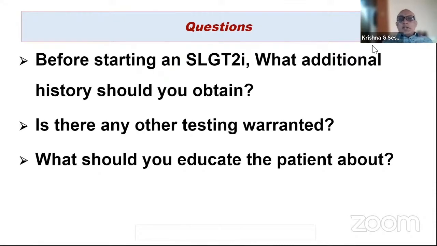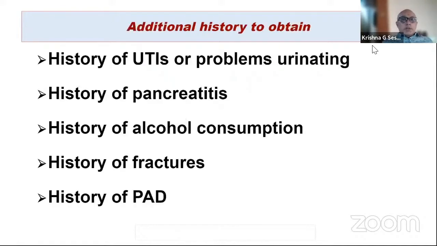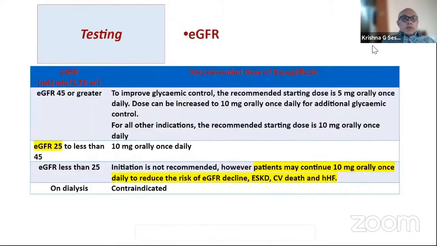What additional history should you obtain? Any other testing that is warranted, and how do you educate this patient? Most importantly, make sure that you don't have any other problems, especially with urinary tract infection. If somebody has urinary tract infections and recurrent urinary tract infections, recurrent vulvovaginal candidiasis, these are not patients that you should be using this drug for.